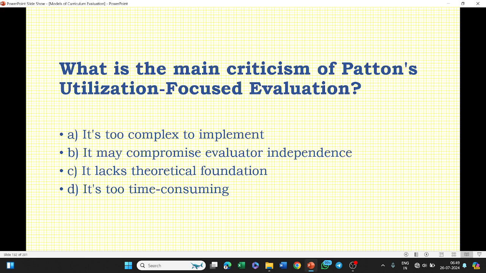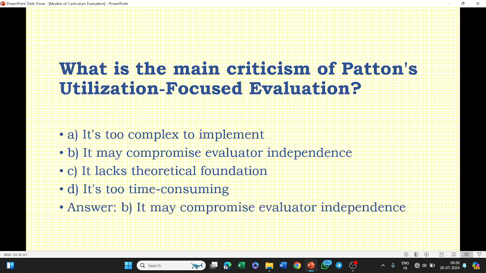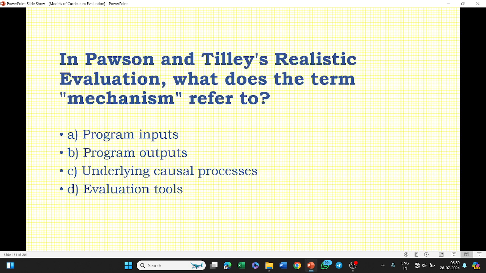What is the main criticism of Patton's utilization focused evaluation? Options: It's too complex to implement, it may compromise evaluator independence, it lacks theoretical foundation, it's too time consuming. Answer of this question is option B, that is, it may compromise evaluator independence.